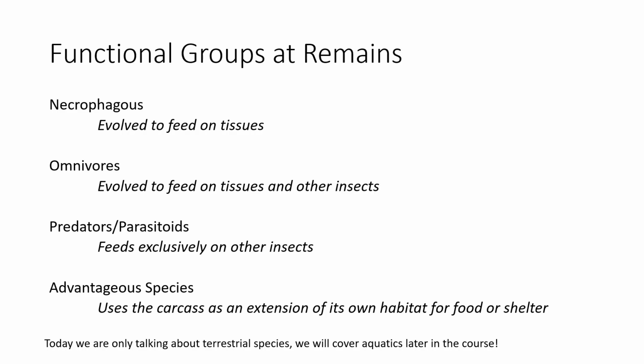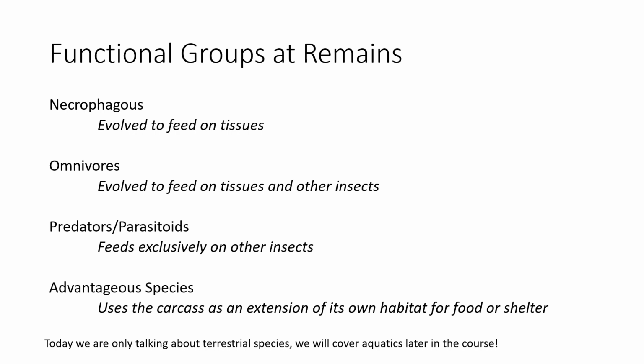There's going to be predators that are present. So these are organisms that are only feeding on other insects. So there are certain species of insects that are highly attuned to find carcasses. So they're using the smell of the carcass to go to the carcass, but they're only there to feed on other insects. So they're the ones that are going to reduce the numbers of insects that we're looking for to help determine our time of colonization.